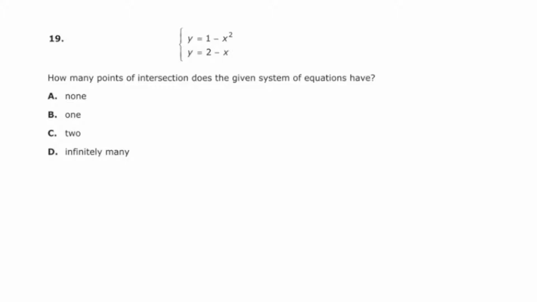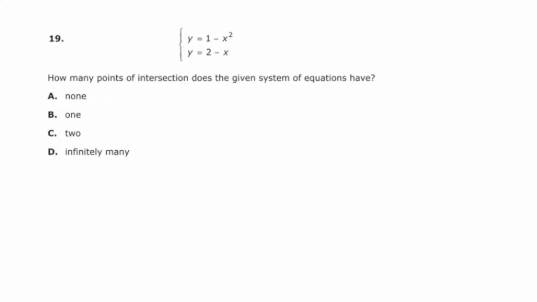In this question they're giving us a system, and it's a blend of a quadratic equation and a linear equation, and it asks, how many points of intersection does the given system of equations have? So they're not asking us what are the points of intersection, they just are asking how many points of intersection there are.